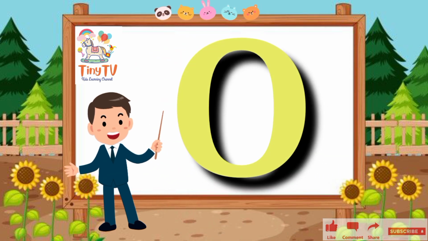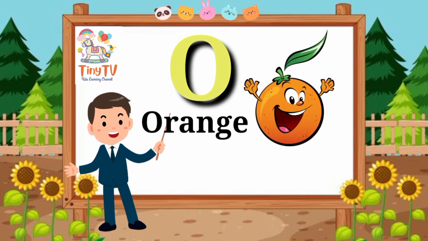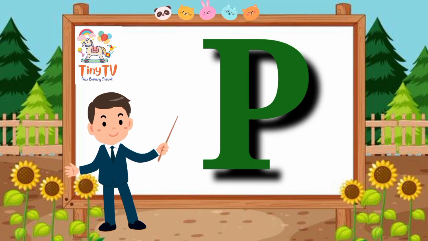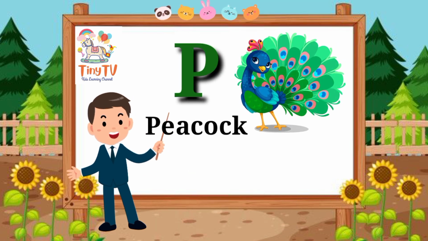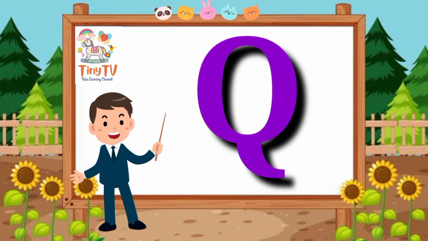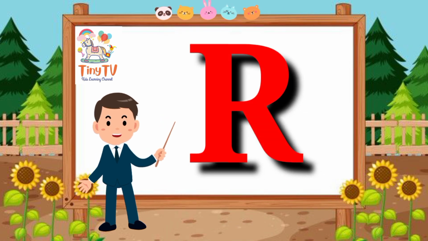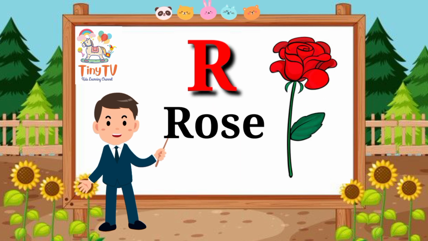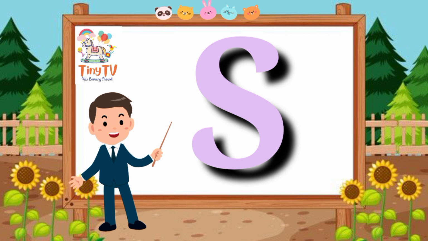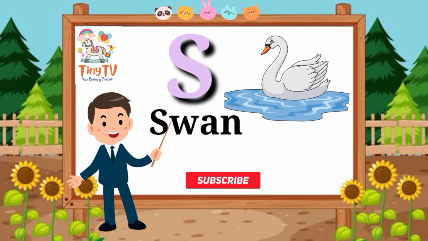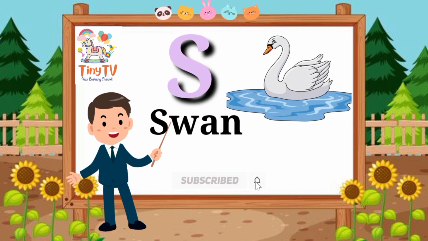O. O for orange. P. P for peacock. Q. Q for queen. R. R for rose. S. S for swan.